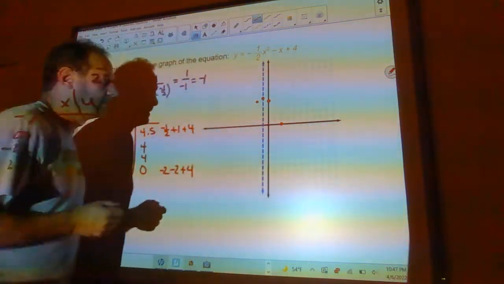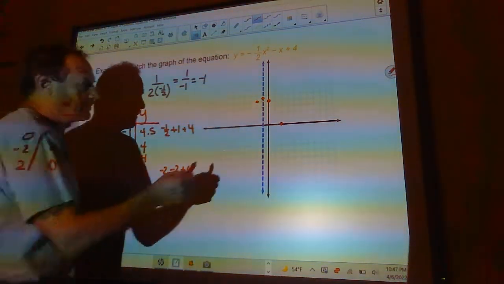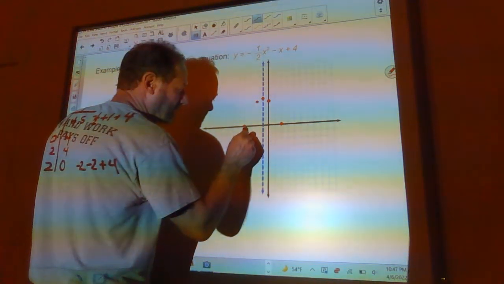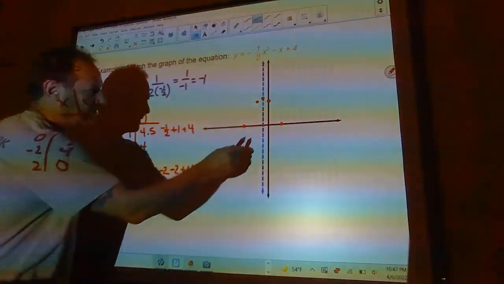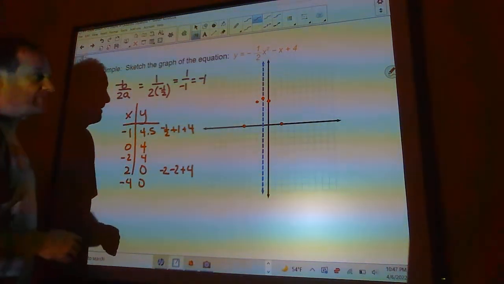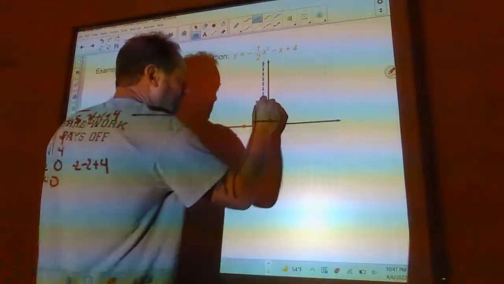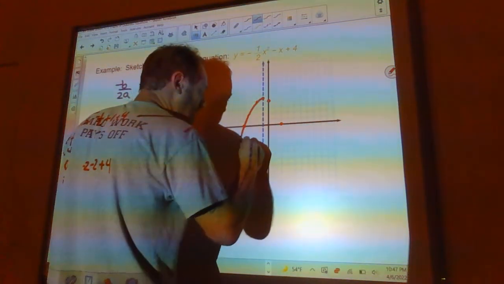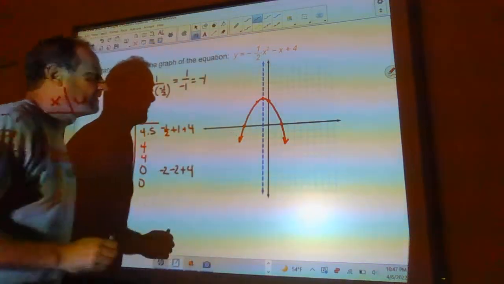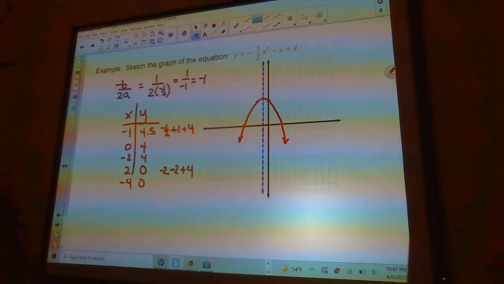I like that. Okay, now I'm also going to get 1, 2, 3. I'm going to get an x-intercept right there. That's at negative 4, 0. Now I've got 5 points. I'm going to go ahead and just sketch my graph in now. It's going to look like this. And I'm done. Okay, pretty easy to graph a quadratic.